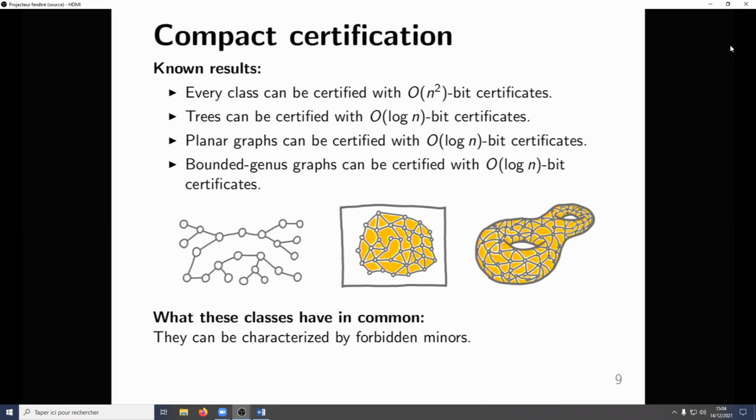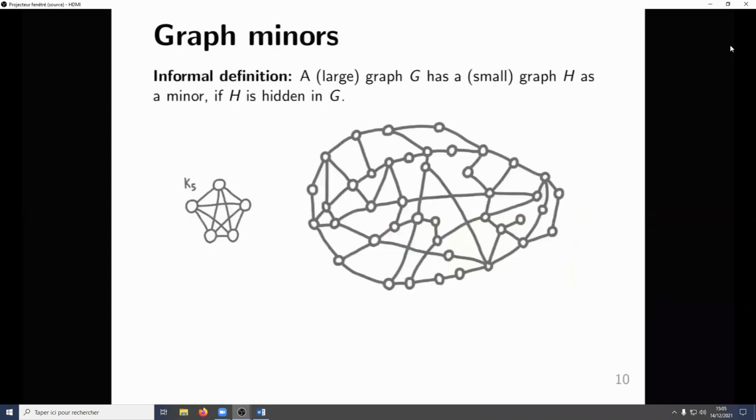And what these three classes have in common, sorry, I didn't describe the picture. So you have a tree, you have a planar graph, and you have a graph that is embedded on a bounded genus surface, and this is what we call a bounded genus graph. What they have in common, for graph theorists, is that they are characterized by forbidden minors. And I will spend a few slides to explain what this is.